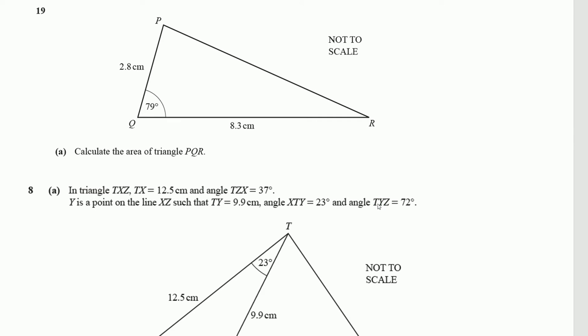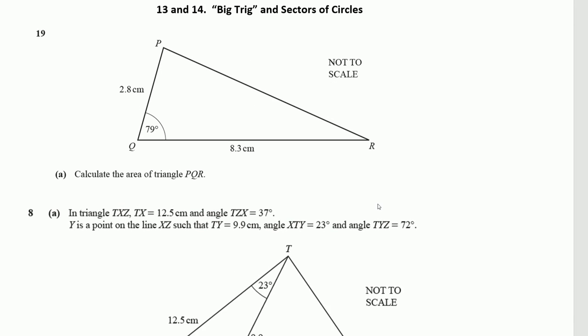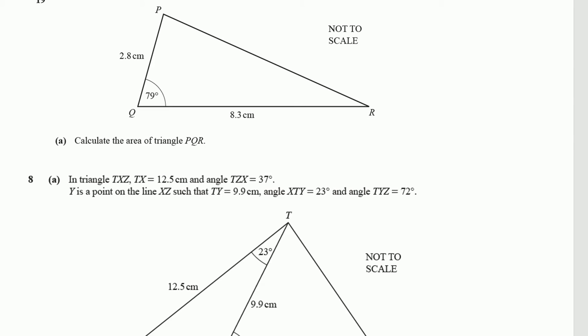Okay, so here we go with the big trick and areas of sectors and arc lengths worksheet. First question is nice and easy. Calculate the area of triangle PQR. To calculate the area of the triangle PQR, I want to use the area formula from this section of the course. If I'm given an angle in a triangle and I'm asked to work out an area, that should point you straight away towards a half ab sine C.